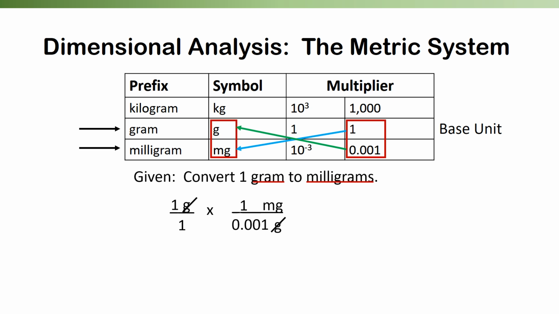And multiplying the numerator, we have 1 times 1 milligram. Multiplying in the denominator, we have 1 times 0.001, and that gives us 1 milligram over 0.001. And we can further reduce this by dividing the numerator by the denominator, and our final answer is 1,000 milligrams. And does 1 gram equal 1,000 milligrams? Yes, it does.